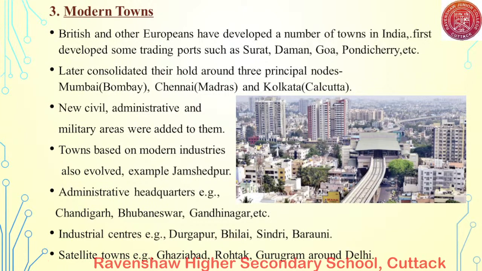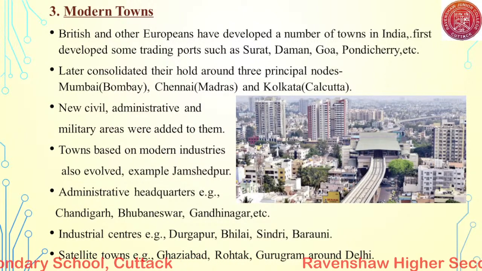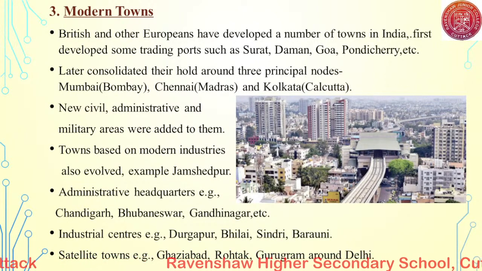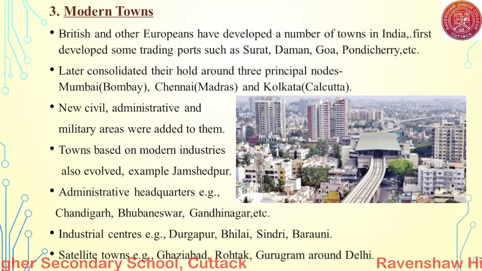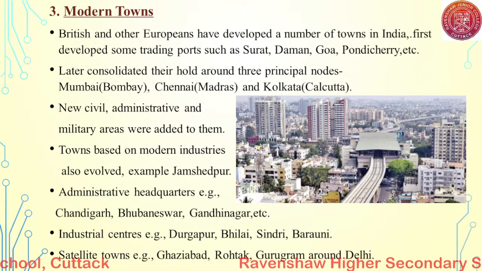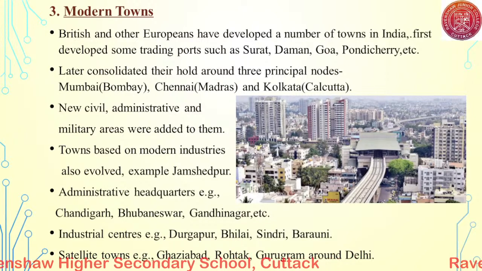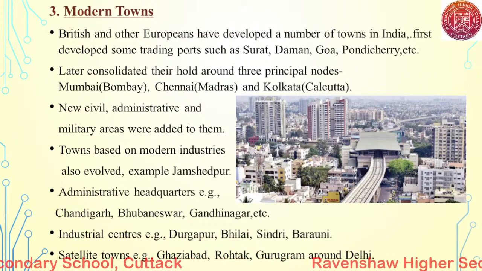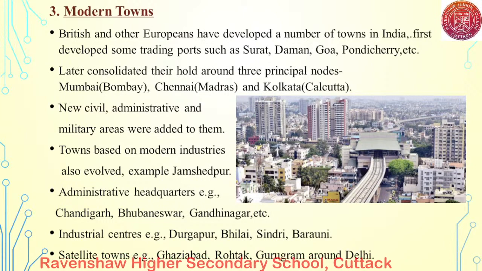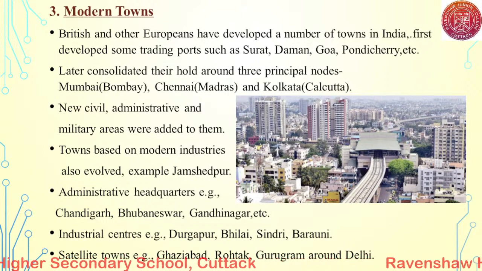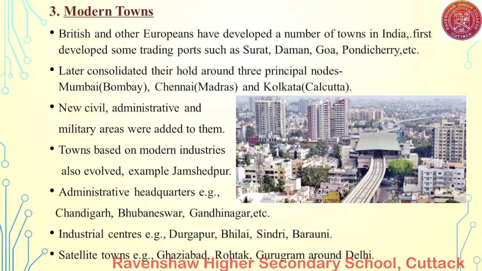One is Mumbai, which is also called Bombay, then Chennai, Madras, and Kolkata. And new administrative and civil military areas were added subsequently. Towns based on modern industries also developed, that is Jamshedpur. Then some administrative centers or administrative headquarters also developed, that is the center of administration of either the union or the various states, like Chandigarh, the headquarter of Haryana, then Bhubaneswar, the administrative headquarter and capital of Odisha, then Gandhinagar, the administrative headquarter of Gujarat.